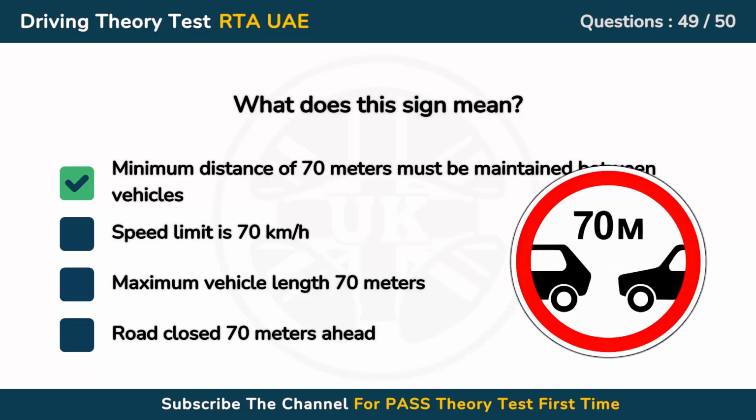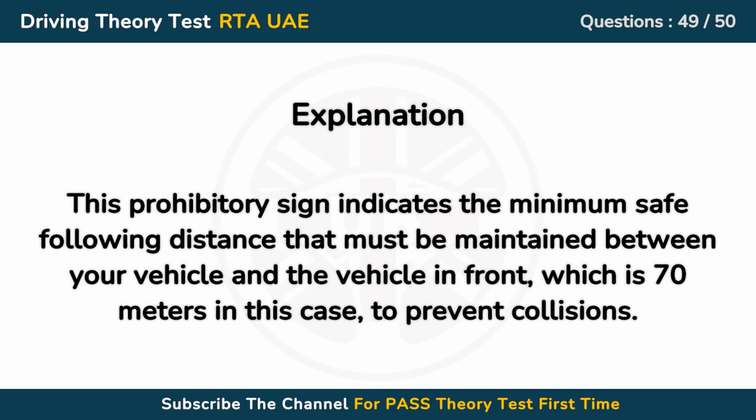Answer is A, minimum distance of 70 meters must be maintained between vehicles. This prohibitory sign indicates the minimum safe following distance that must be maintained between your vehicle and the vehicle in front, which is 70 meters in this case, to prevent collisions.